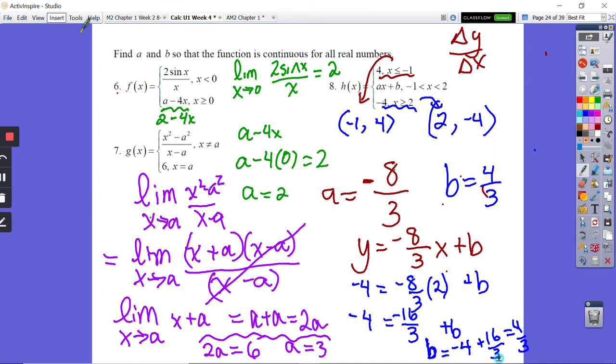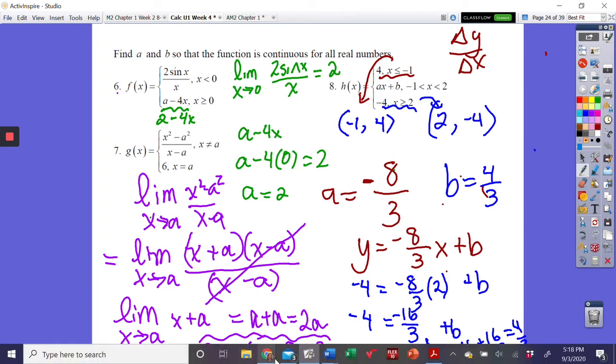Okay, so I went ahead and set this one up similar to this, where I'm finding the limit of the numerator. And x minus a will cancel out because I can factor x squared minus a squared into x plus a and x minus a. So I'm left with x plus a, which is a plus a, which is 2a. So 2a has to be equal to 6, which means a is 3.